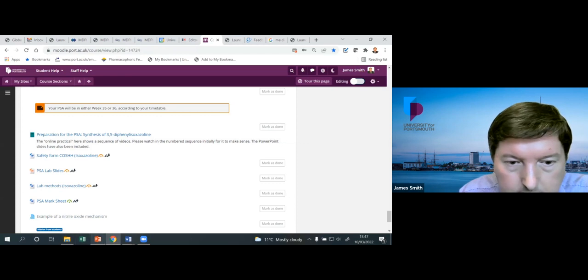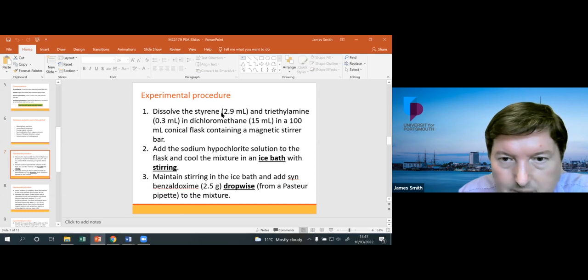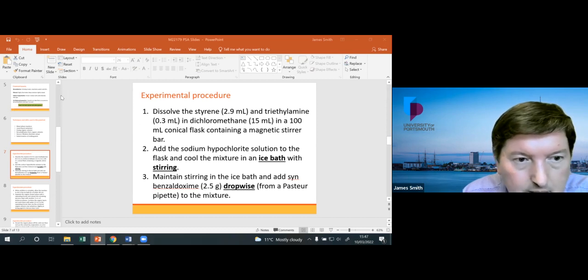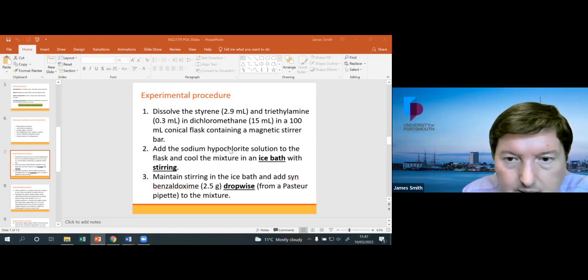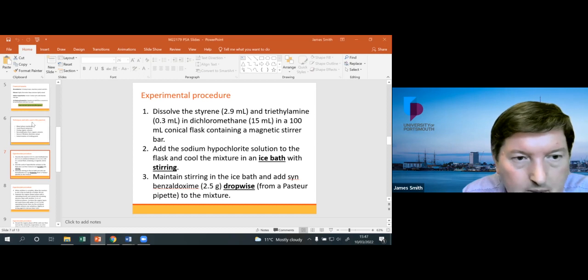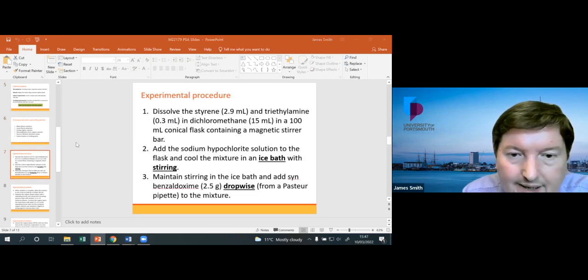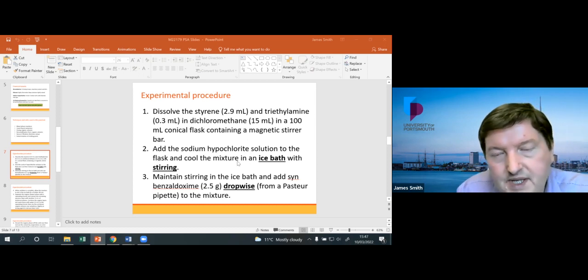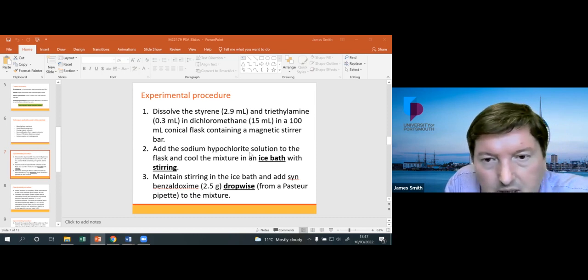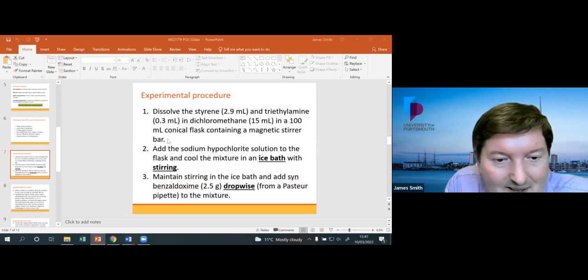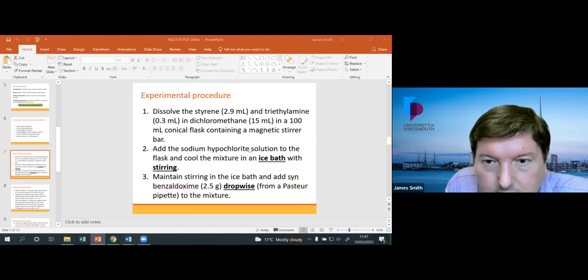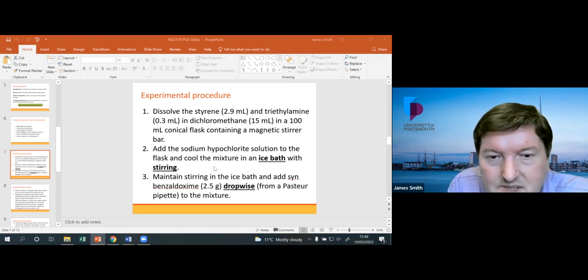Rightio. So what are we going to do? We add the 3 liquids together. We stir them up. We add sodium hypochlorite. That's our bleach solution. How much of it? Well, it's in the method somewhere. Didn't put in brackets there, did I? Did I say 50 mils? Maybe for simplicity, I took it out of the PowerPoint, but I think I'll put it back in, what the quantity is. From memory, I think it's 50 mils, but we'll get that sorted. I'll put that in brackets here. So add the sodium hypochlorite solution to the flask and cool the mixture in an ice bath with stirring.